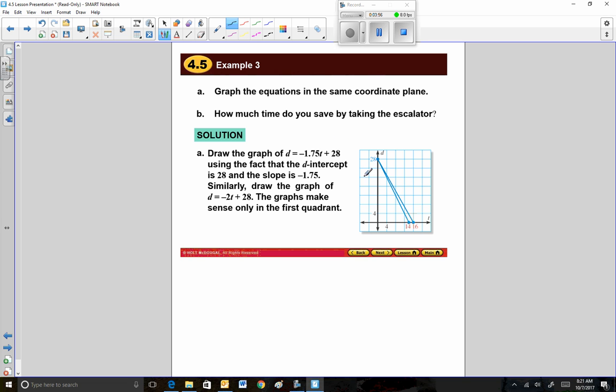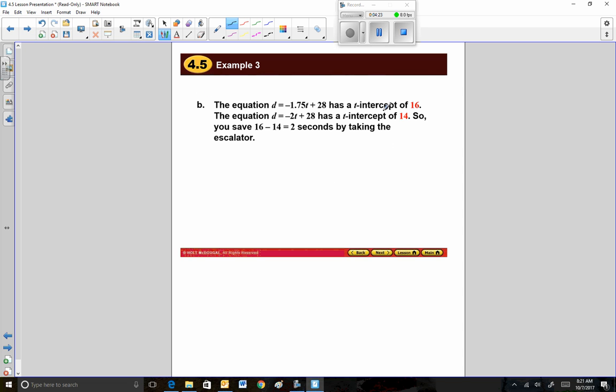So if you graph, you will find that y equals 1.75t plus 28 looks like this blue line on the left, and the -2t plus 28 is the line on the right. And when you hit the t-axis or x-axis here, this one stops at 14, this one stops at 16. So how can you interpret that? You will notice that the t-intercept is 16 minus 14, which gets you 2 seconds by taking the escalator. So that's how long it took you.